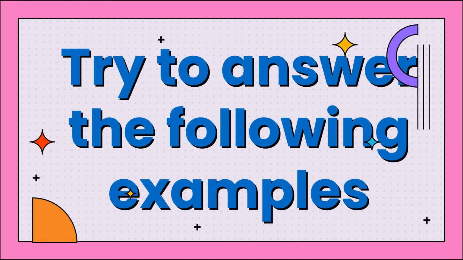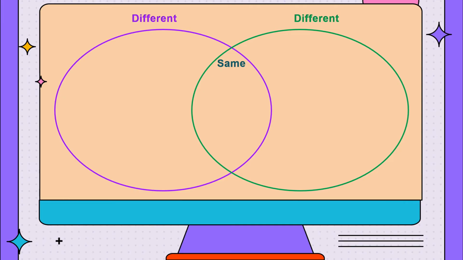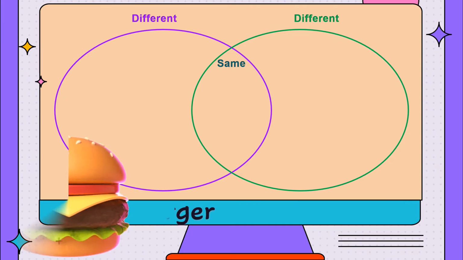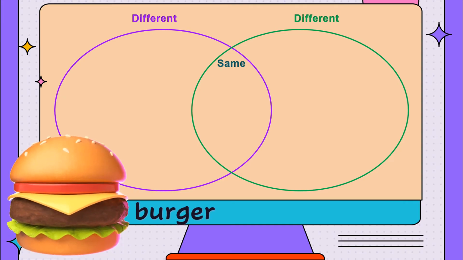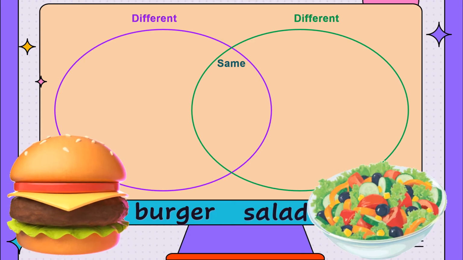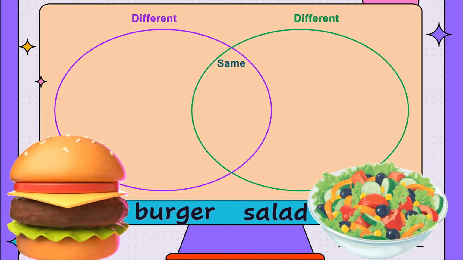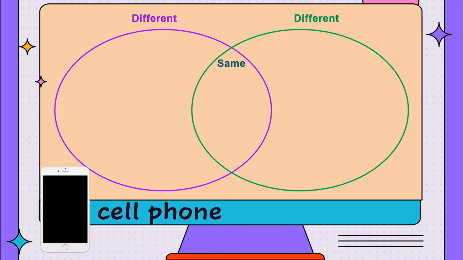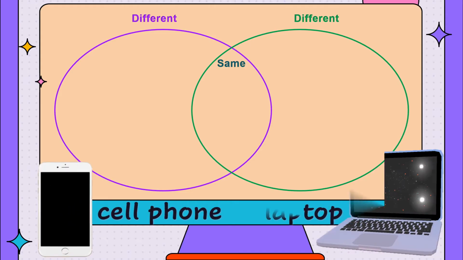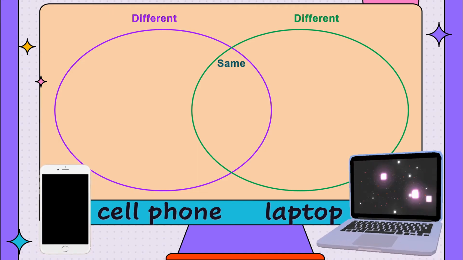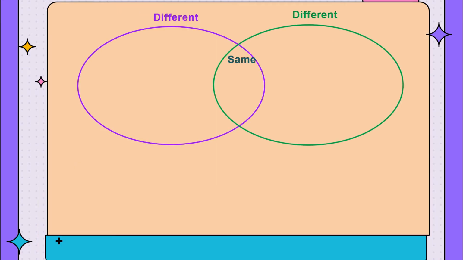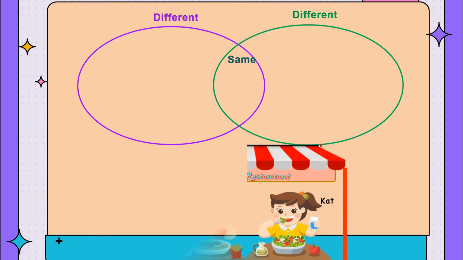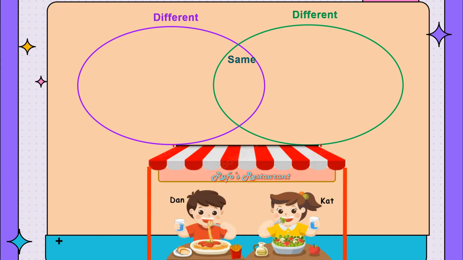Try to answer the following examples. Use the Venn diagram. Compare and contrast burger and salad. Cell phone and laptop. Use the Venn diagram to compare and contrast these pictures.